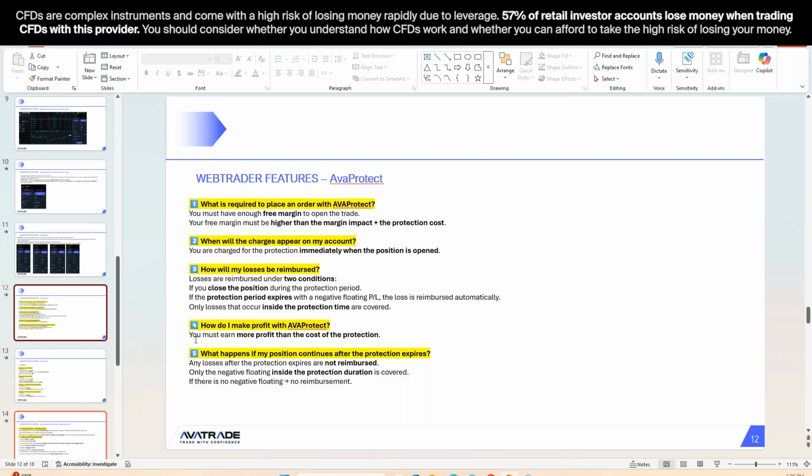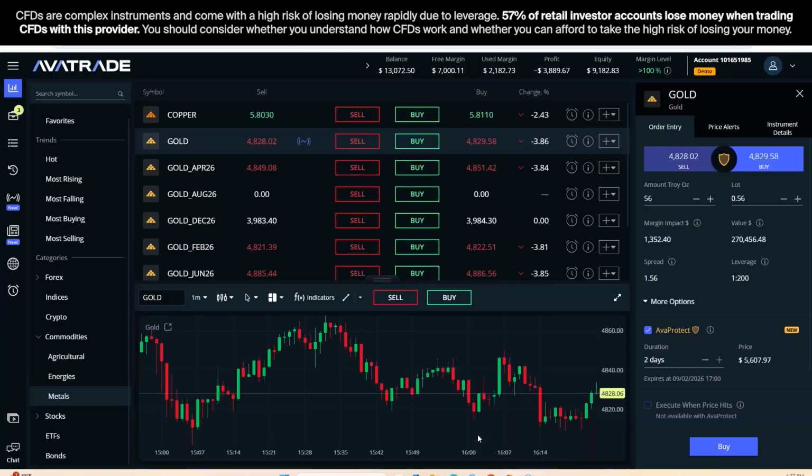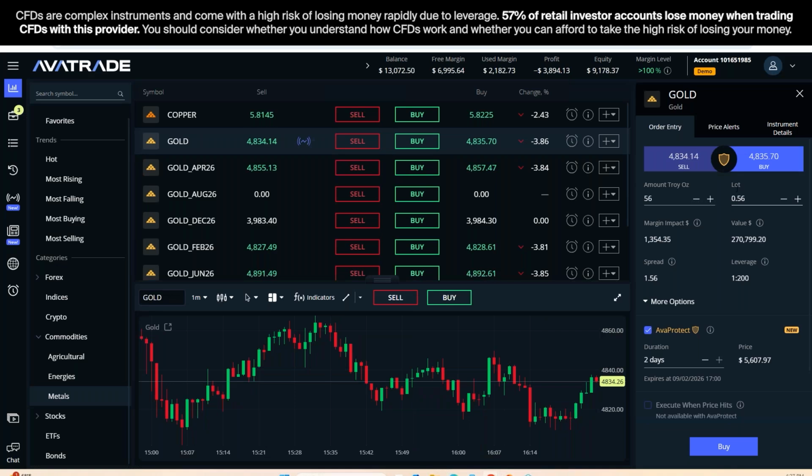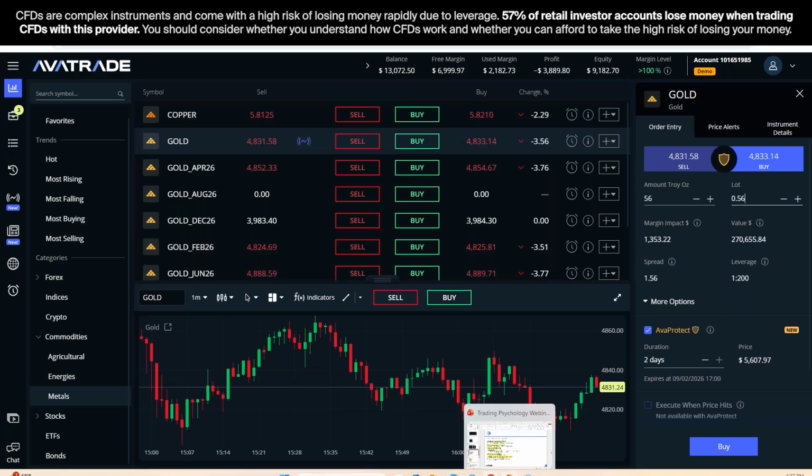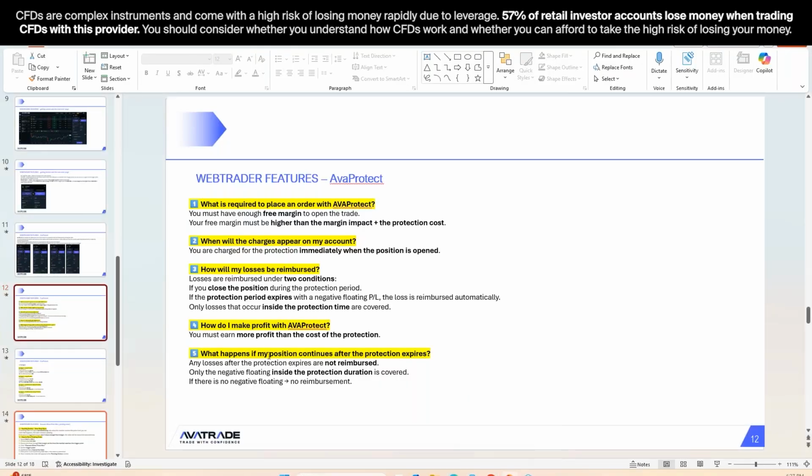How do you make profit with AVAProtect? You need to make more profit than the cost of the protection. So if you pay, for example, let's look at this example, 0.56, we pay 5.6 thousand for the protection. So in order to make profit, you need to make more than the 5.6 thousand price. Also, you need to take the spreads into account, and you need to make profit more than both of them in order to have profit on your position with AVAProtect.